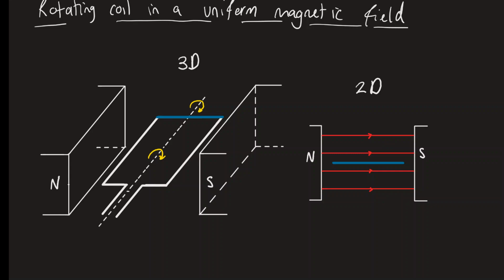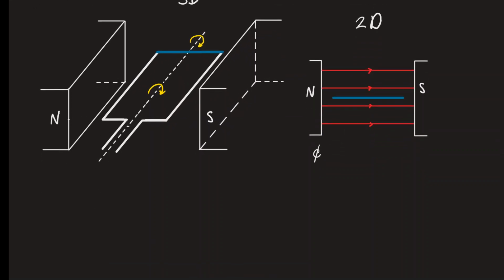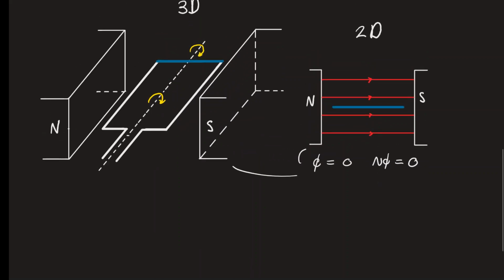So we'll just note that. The flux is 0, or we can even say the flux linkage is 0 in this case. That applies to both of these. They're just views of the same thing. But when the loop is rotated, we'll see that the flux will change through that loop.